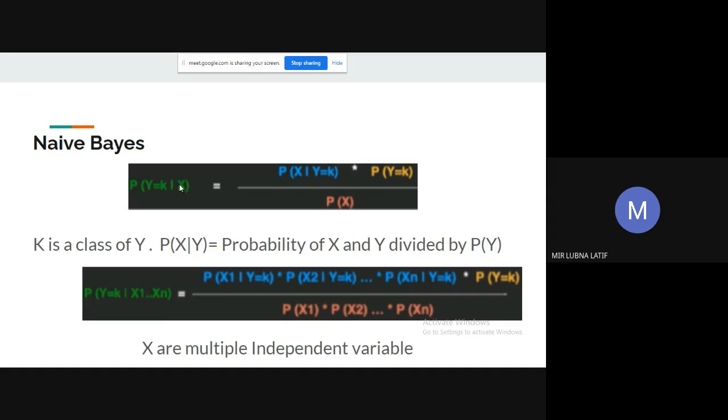It is for the two-class classification process, and if we want to go for multi-class classification with multiple independent variables, we can use this formula. This is the same formula as the previous one, and we can see x has variables from x1 to xn.